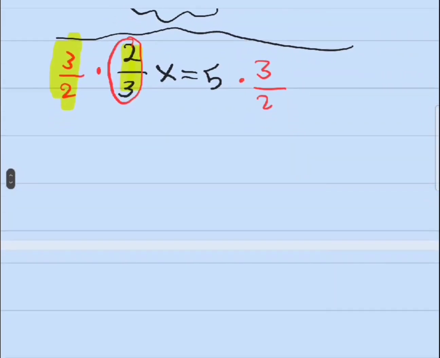So we're going to take this 5 and multiply it by 3 halves. 5 is the same thing as 5 over 1. So here, 3 halves times 2 thirds is 1, or 1x, or just x. And this is going to be 15 over 2, or 15 halves. Okay, so that is the solution to this equation.